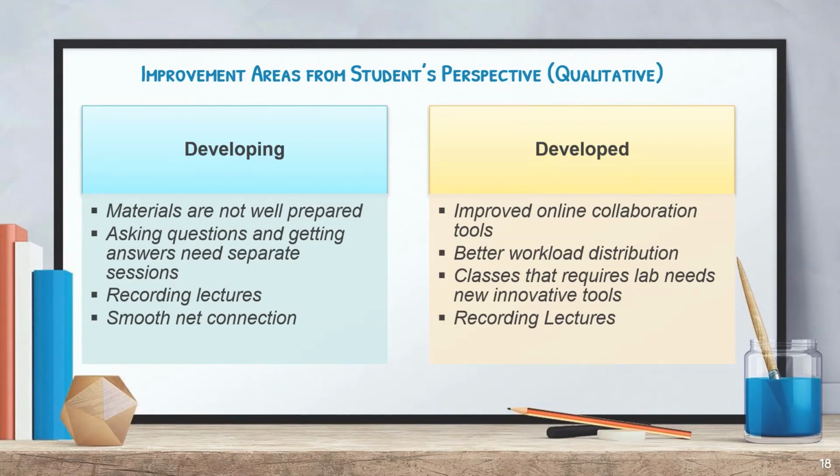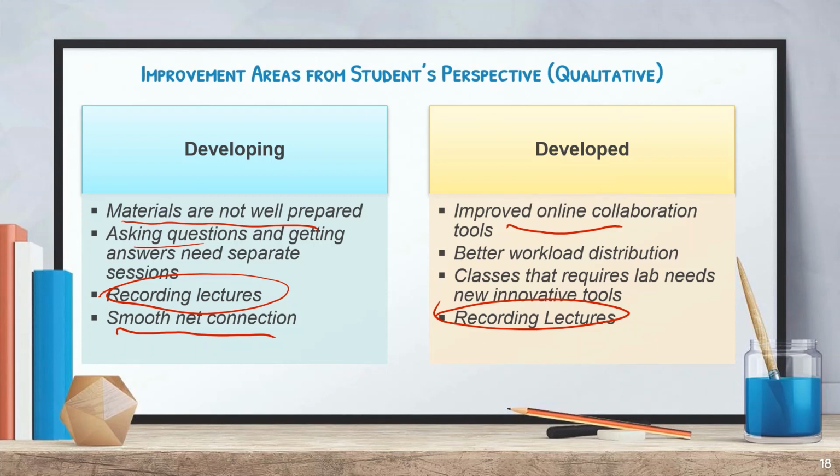So from a qualitative perspective, when we talked to the students and professors, they showed one thing in common from a student's perspective: that they want recorded lectures in both zones. In developing countries, as we have seen, they were not well prepared, so their materials were also found not well prepared, and we know that they had net connection problems. In developed zones, they want improvement in online collaboration. They already showed that they are distracted. Their mental satisfaction was more important.